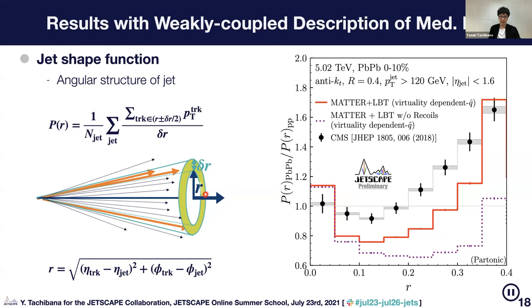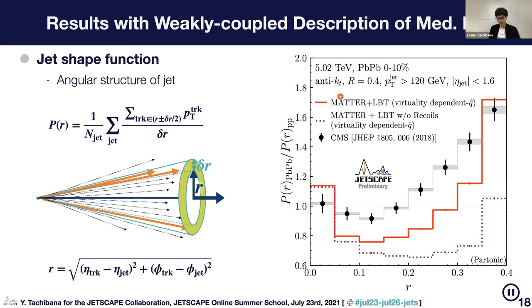And then we set this colored region, where the distance from the jet direction to the region is r. And then we count the energy, the transverse momentum captured in this region, and then we can obtain the PT distribution as a function of r.